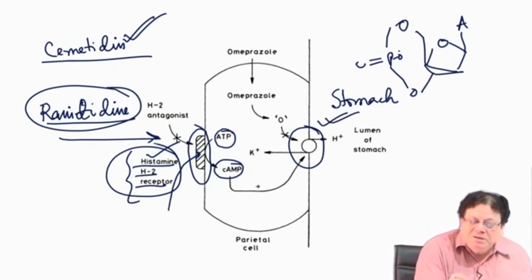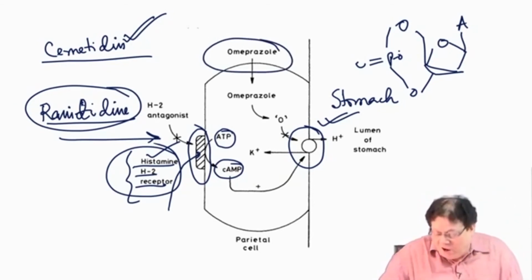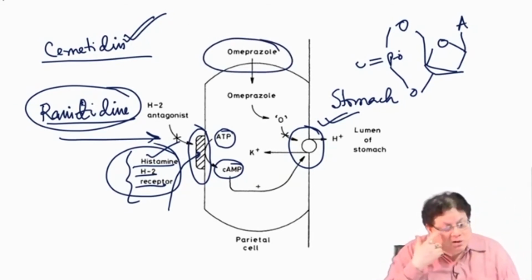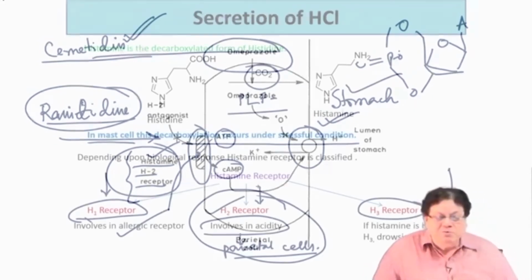The pump is stopped by a drug which is also very well known, omeprazole. The anti-ulcer compounds are basically omeprazole, rabeprazole, lansoprazole, then pantoprazole, all these compounds. They are actually inhibitors of this proton pump. What is the mechanism of that?